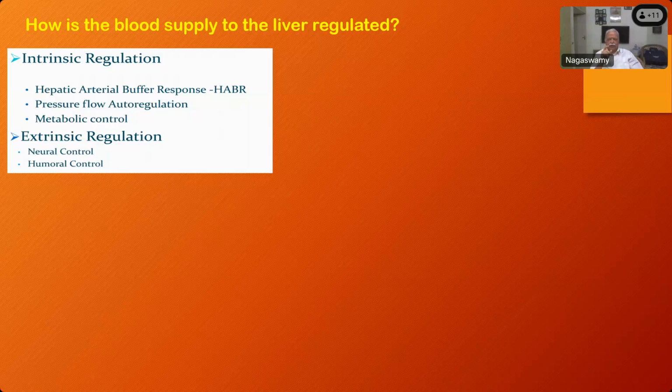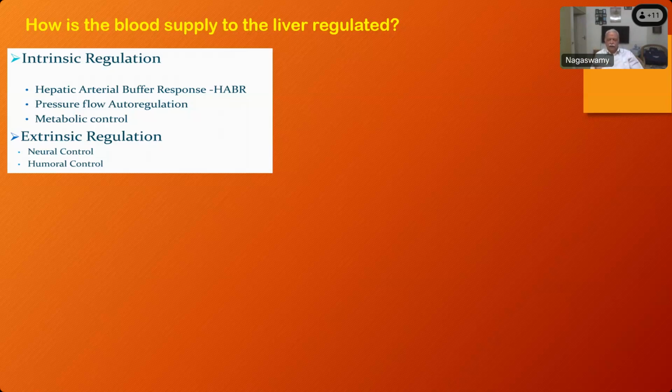So it is a non-reciprocal adjustment. Okay? Don't say reciprocal. Reciprocal means both ways: when the portal vein flow decreases, the hepatic artery should supplement, and when the hepatic artery flow decreases, the portal vein should supplement. Then it is called reciprocal. If you do for me, I will do for you.